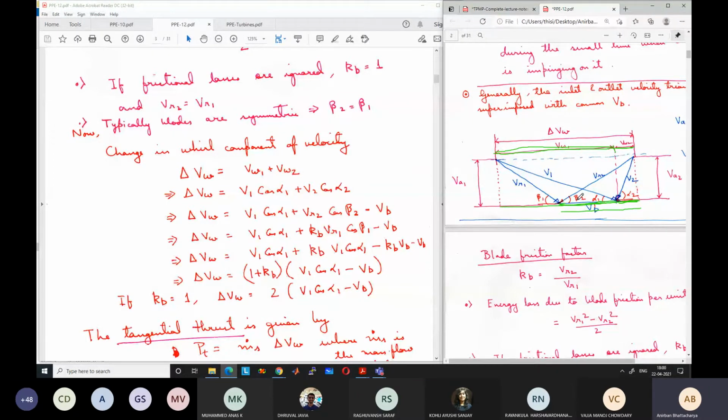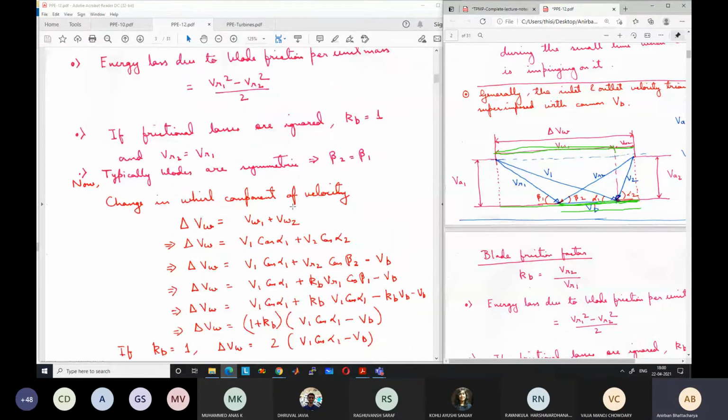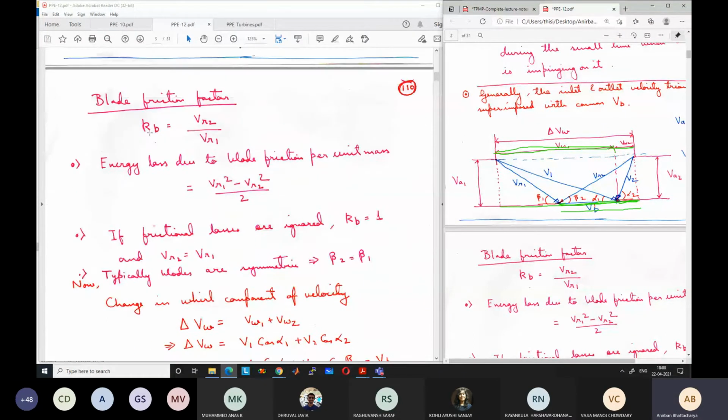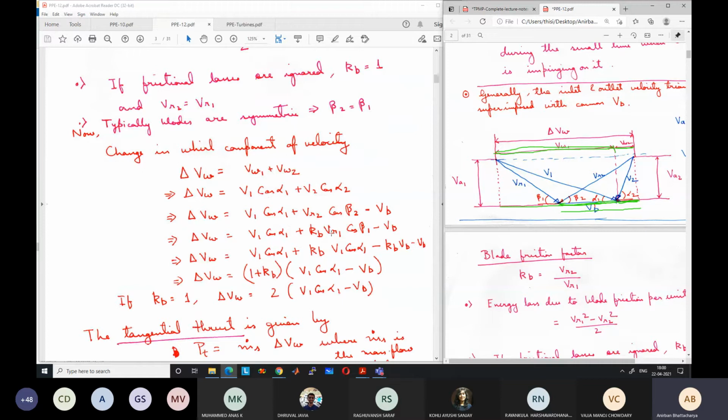So now VR2 is KB into VR1 by this definition. VR2 is equal to KB into VR1, and beta 2 is equal to beta 1. So we can write VR2 cos beta 2 as KB VR1 cos beta 1. So delta VW is equal to V1 cos alpha 1 plus KB VR1 cos beta 1 minus VB.